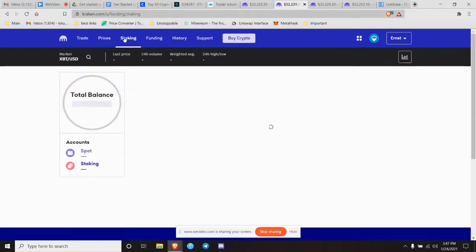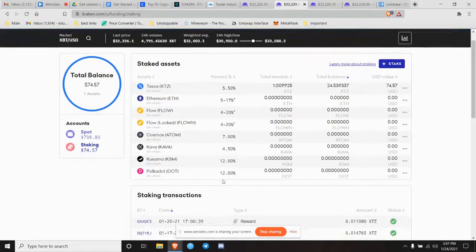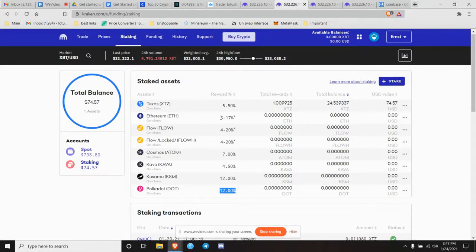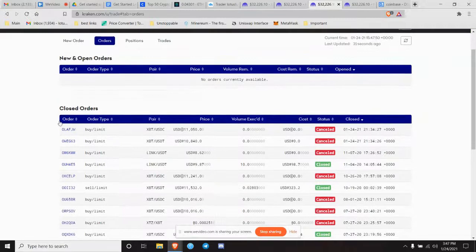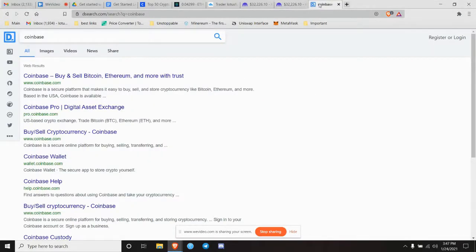You also can stake your crypto on the platform. You can see here I have Tezos. The total Tezos at one time I had staked. But you can see they give you different percentages for the different cryptos that you have staked. You get a 12% return on your Polkadot that you just hold onto here. And I may even be doing this Ethereum staking. So Kraken is pretty interesting. See, I don't have any orders at the current moment. And that's staking.